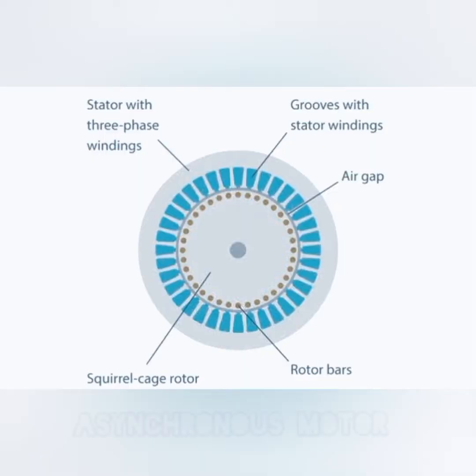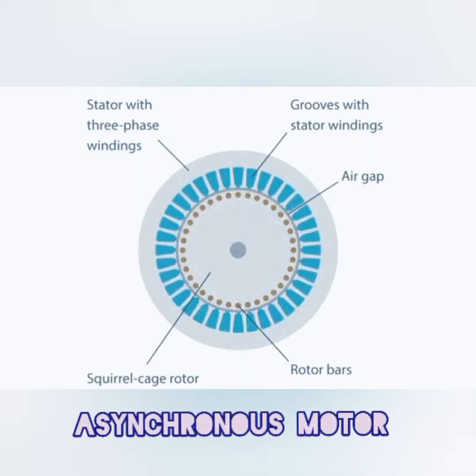Then coming to the basic construction of the asynchronous motor. In this construction, the outer frame covers the inner parts, in which we have a stator with a three-phase winding, then rotor bars, then a squirrel cage rotor or a slip ring rotor. We can use either of them. Then there are slots for the stator windings and the air gap, which are responsible for producing the rotating magnetic field.